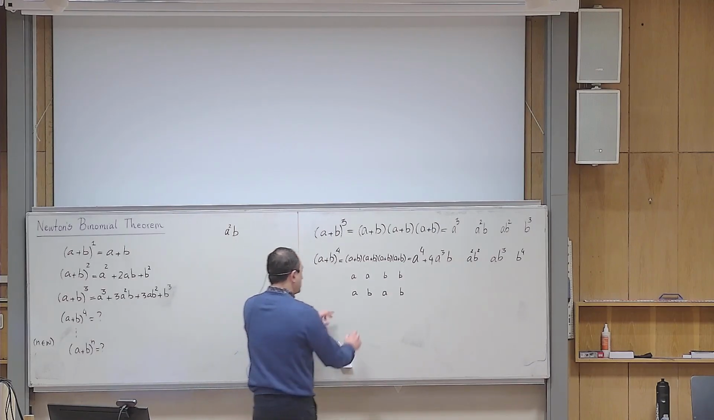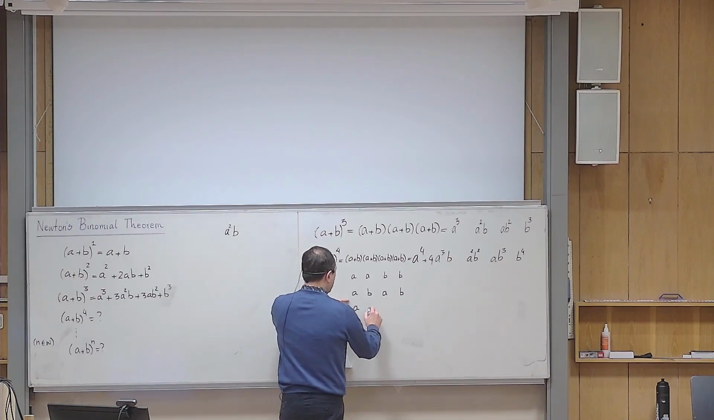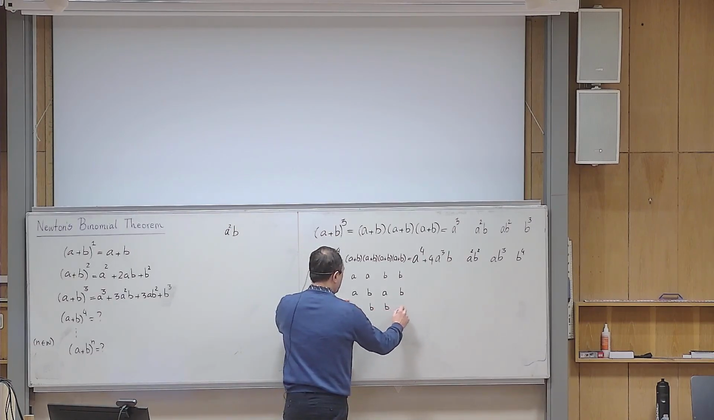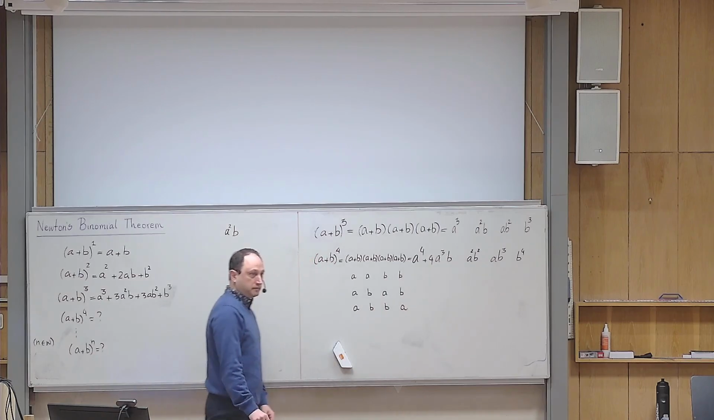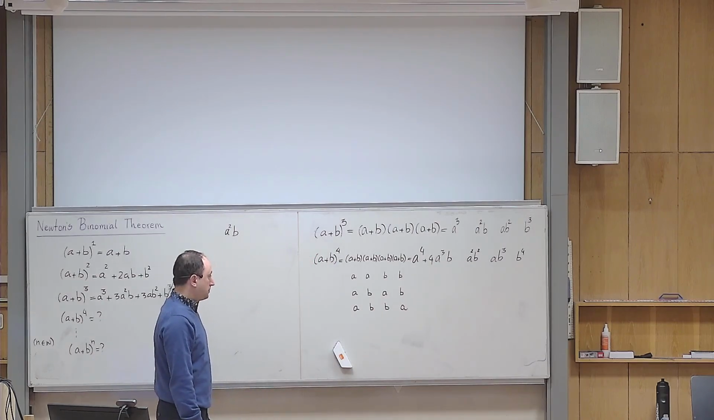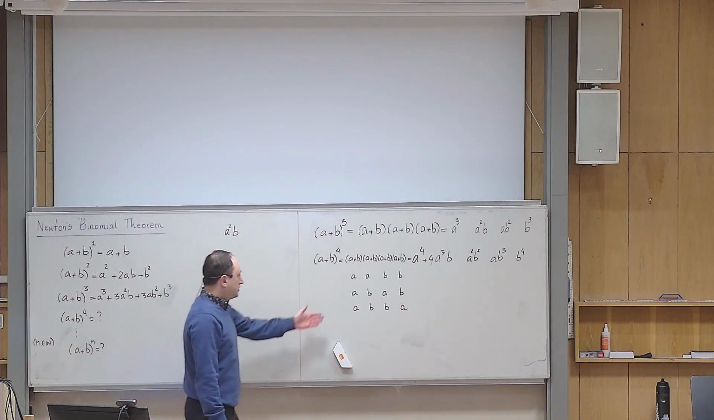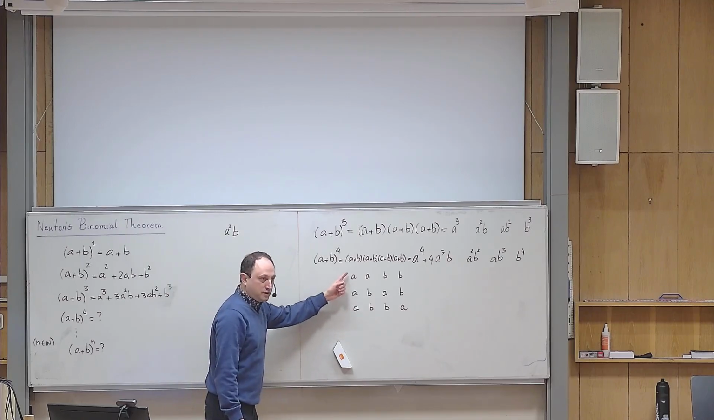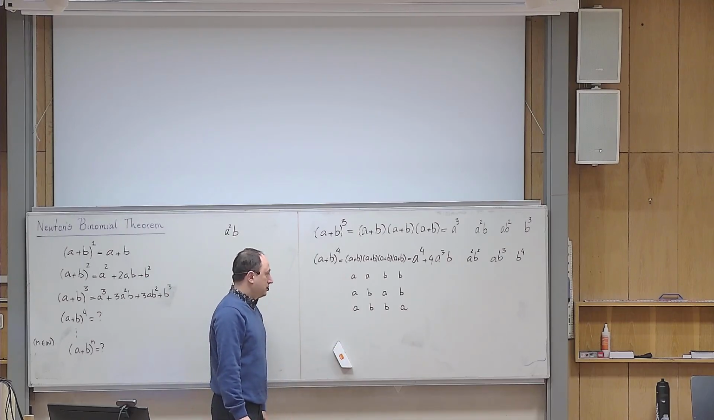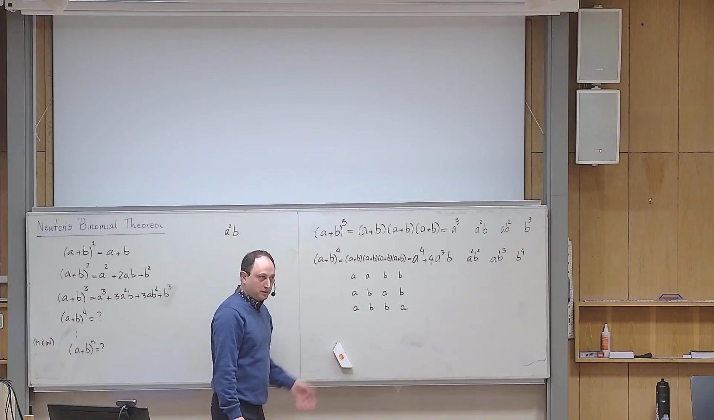Another possibility is that I have A again here, B here, B here, and A here. Yes? These are three options. I think these are the only three options if I decide to start with an A. I can do the same thing starting with a B, yes?